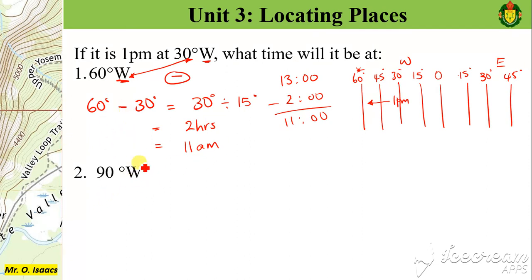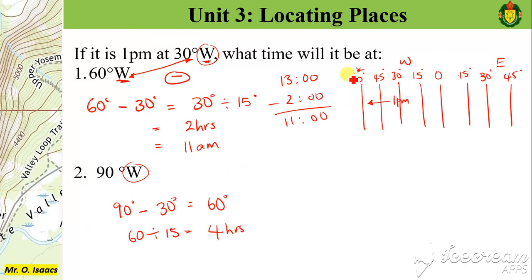Now let's look at the second example. We follow the same procedure. West, west, it's the same. So we're going to have 90 minus 30 degrees. We're left with 60. 60 divided by 15. We're left with 4 hours.